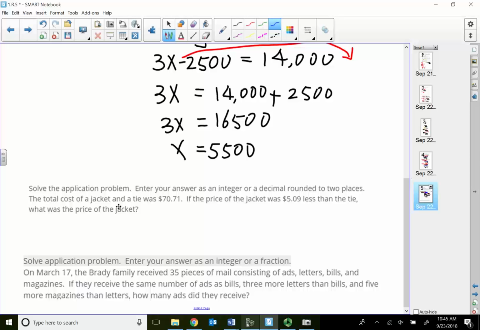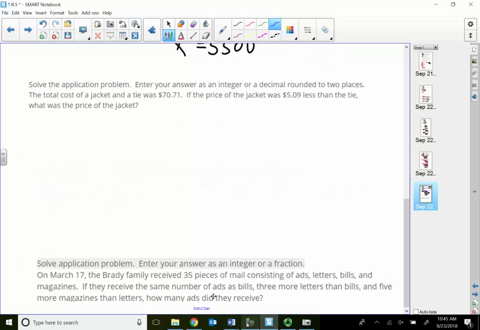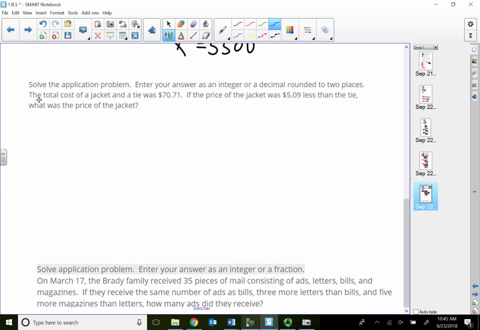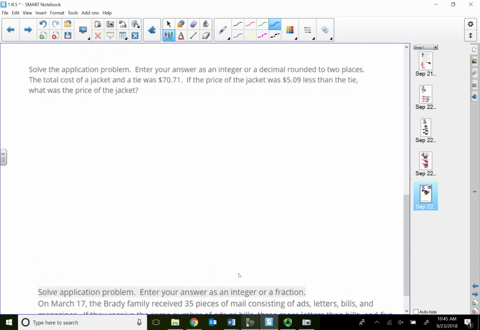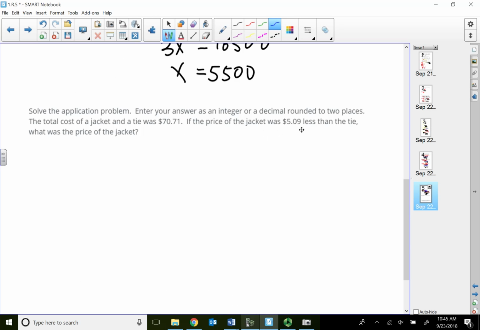The total cost of the jacket and the tie was $70.71. That sentence does not contain any translation word. If the price of the jacket was $5.09 less than... Once I find my translation word, that's the sentence I need to translate. To know where the sentence begins and ends, I need to know who is less than who. I'm comparing with the tie. Who is being compared with the tie? The jacket. The jacket was $5.09 less than the tie.